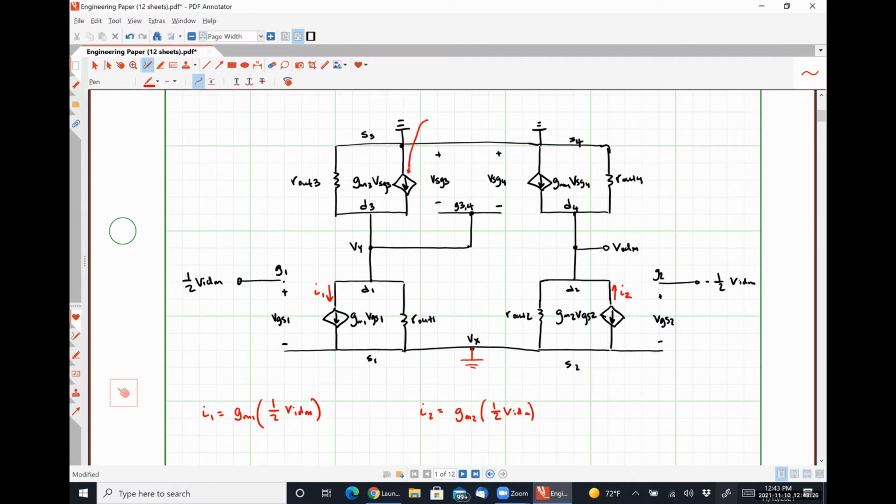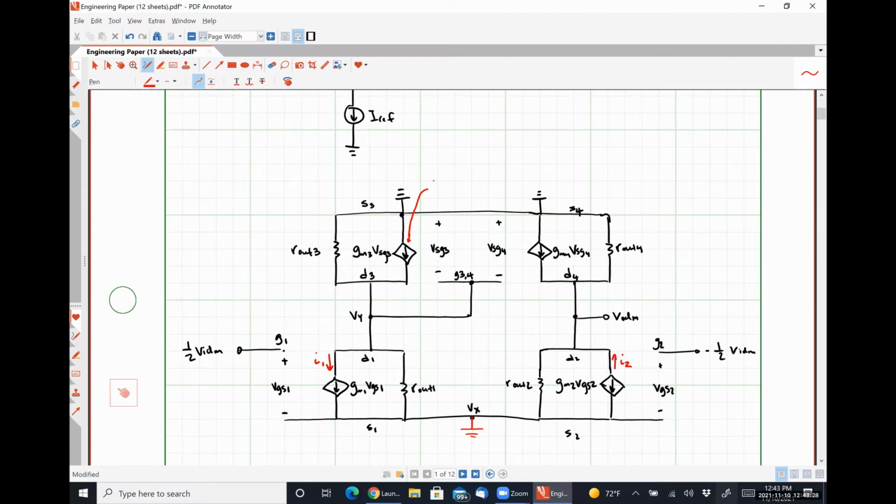So I'm calling this guy RM3, which is equal to VSG3 divided by GM3 VSG3, or 1 over GM3. That looks too much like GM cubed for me. Okay.